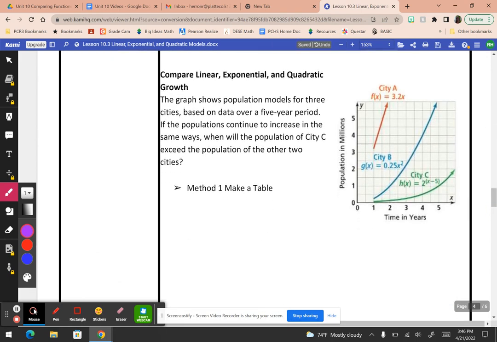Okay, last one here, making a table to compare linear, exponential, and quadratic growth. All right, so for this one, we have that the population models for 3 cities are on the graph based on the data over a 5-year period. If the populations continue to increase in the same ways, when will the population of city C exceed the population of the other 2 cities?